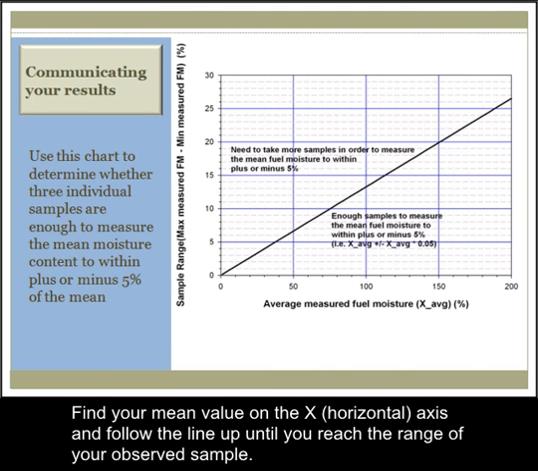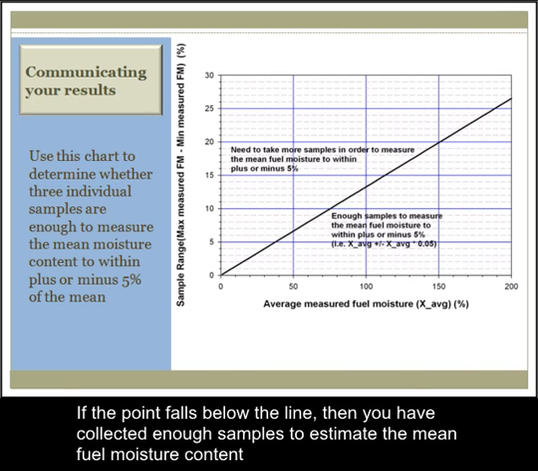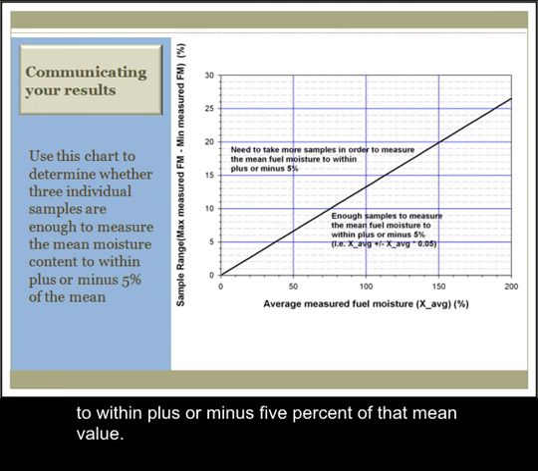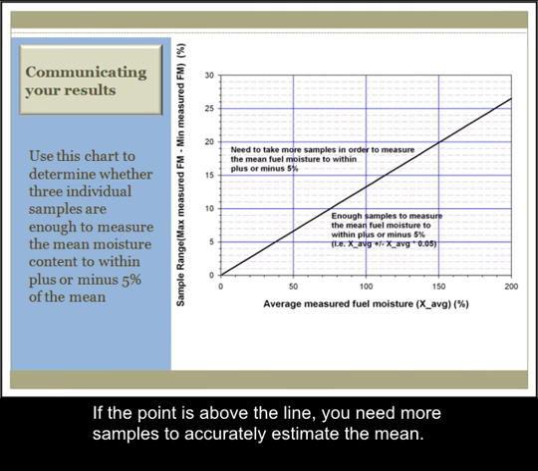Find your mean value on the x, horizontal axis, and follow the line up until you reach the range of your observed sample. If the point falls below the line, then you have collected enough samples to estimate the mean fuel moisture content to within plus or minus 5% of that mean value. If the point is above the line, you need more samples to accurately estimate the mean.